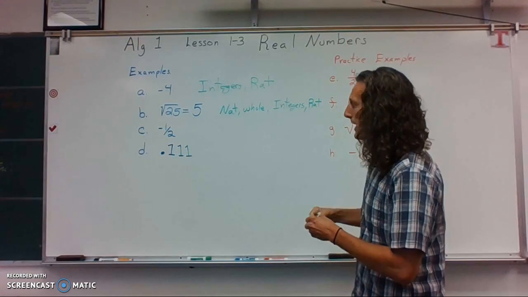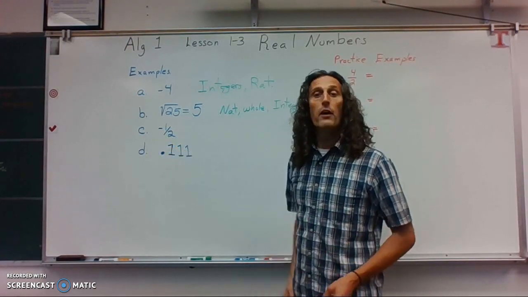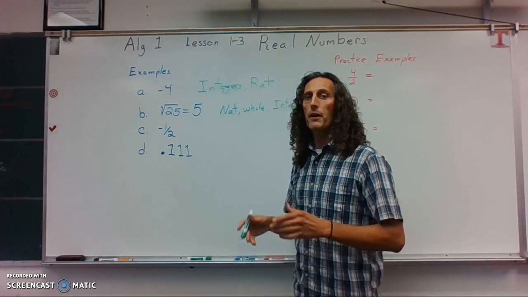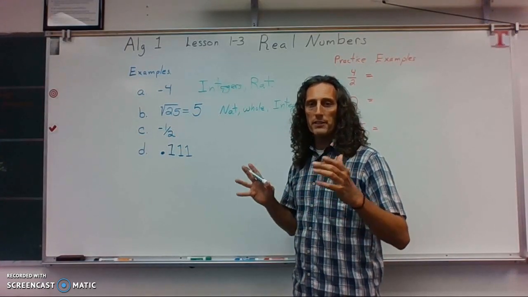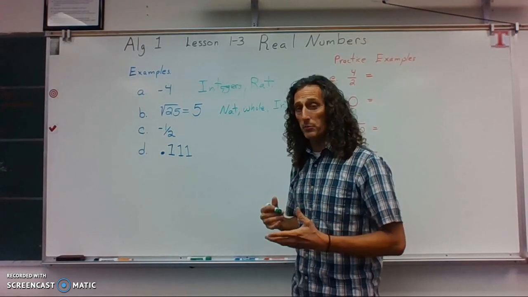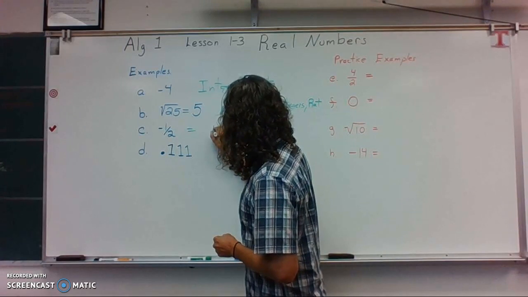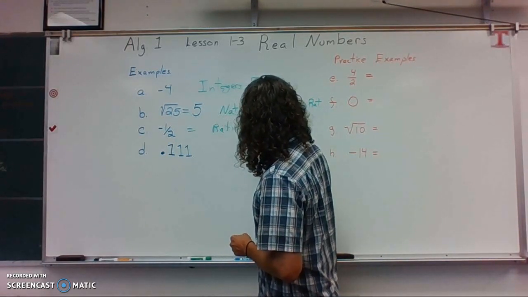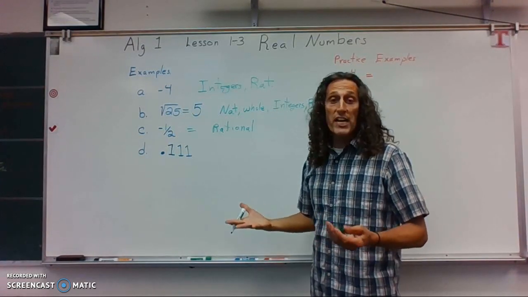All right, and then we have -1/2. And as soon as you think negative, a lot of people think, oh, that's integers, positive and negative numbers. Unfortunately, integers include positive and negative whole numbers. So anything that's a fraction or decimal actually just falls under rational. So this is a rational number. Because it looks like a fraction, or a ratio.